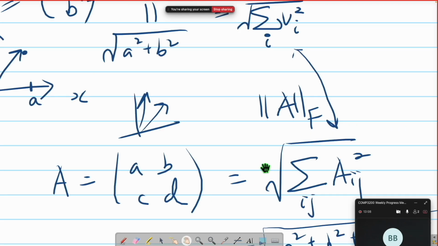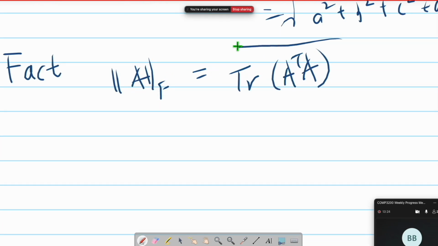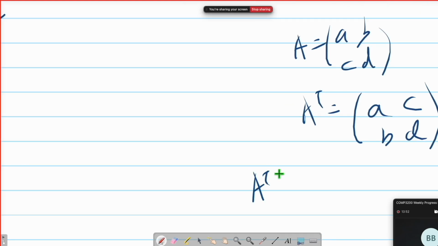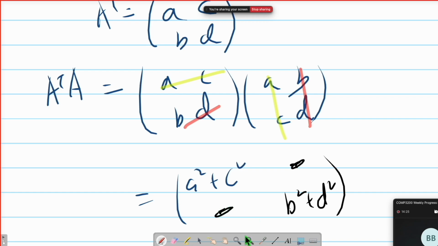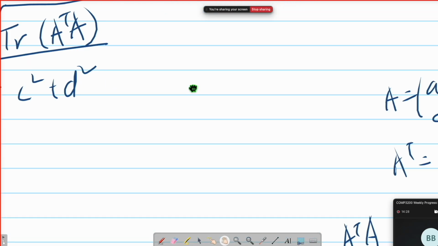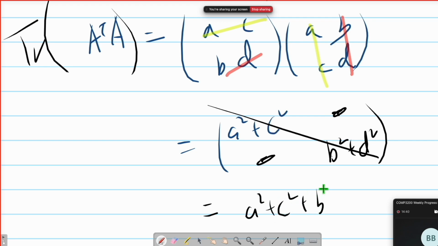It's a person's name. Now I'm going to tell you a funny fact. The Frobenius norm is the same as the square root of the trace of A transpose A. Why is this true? What is A transpose A? This multiplied by this, it will be... okay, I don't care. Why? Because I have the trace. Trace only gives you the diagonal, so you only care about these two: a squared plus c squared plus b squared plus d squared.